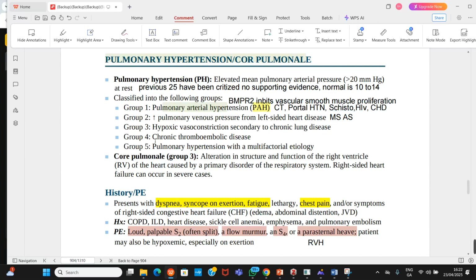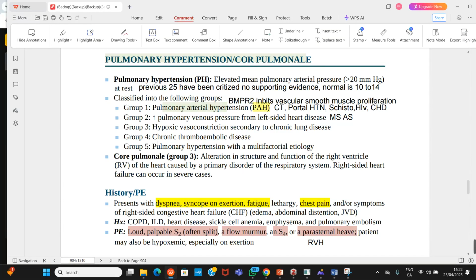Then we have group 2. Group 2 is due to a problem with the heart. Somebody with aortic stenosis or mitral stenosis, there's going to be blood pooling within the left atrium. So the blood can go back from the left atrium to the pulmonary vein, and from there to the pulmonary artery, causing pulmonary hypertension. Anything from the cardiac, MS, AS, that's going to be group 2.